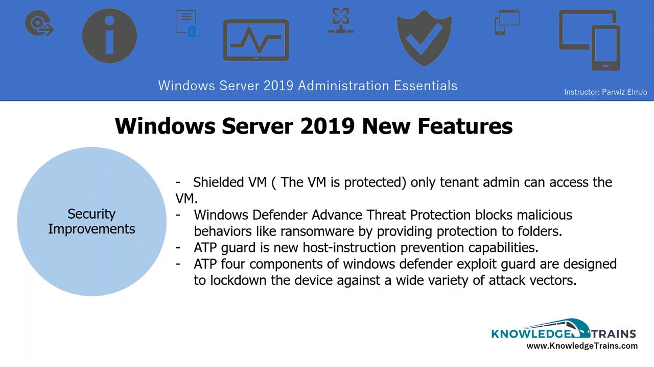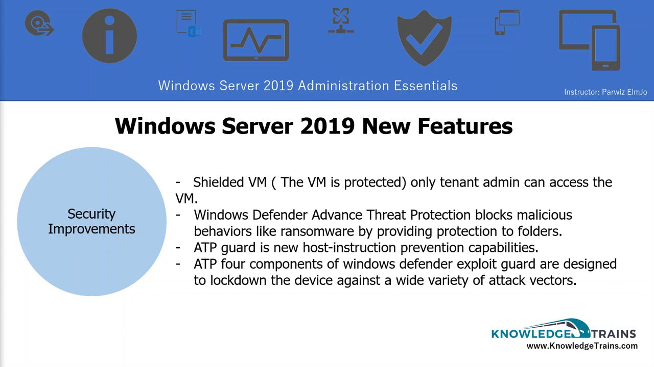Another good feature that we have in Server 2019 is Windows Defender Advanced Threat Protection. It is the latest and greatest deep platform sensor, which provides greater visibility into memory and kernel level attacks. It can detect and take action against malicious processes and activities. So this is another great feature we have in Windows Server 2019.